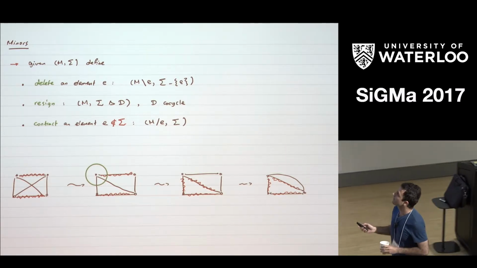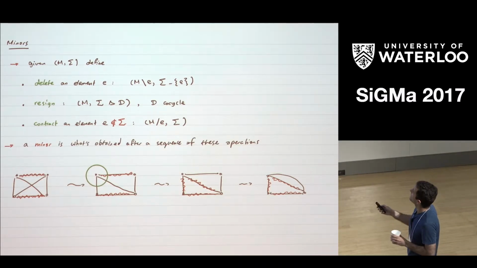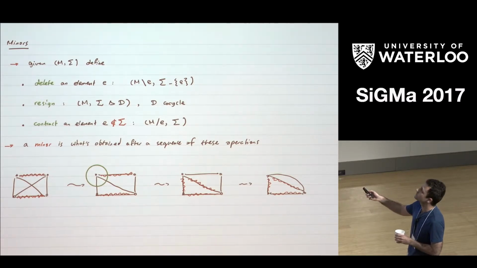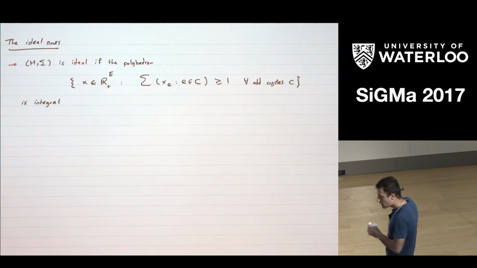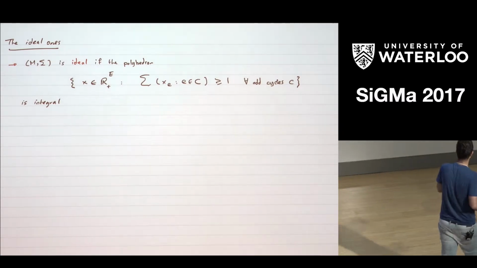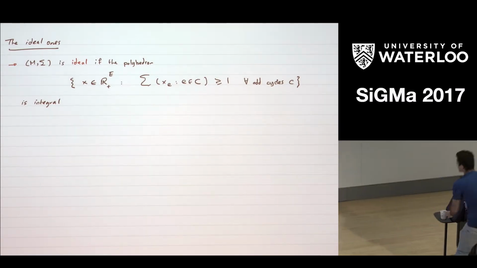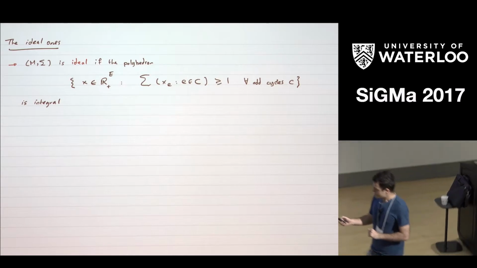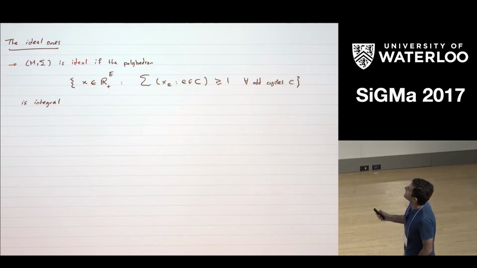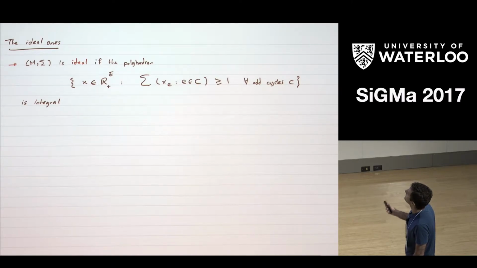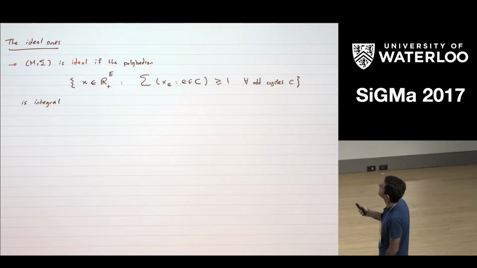All right, so with this now, we're ready to dive in. A minor is what's obtained out of a sequence of these operations, of course. Okay, so now I can get to the main topic of the talk. I'm going to say that a signed matroid (M, sigma) is ideal if the corresponding set covering polyhedron is integral. What is this polyhedron that I'm looking at?